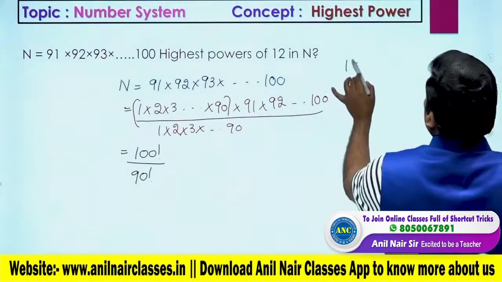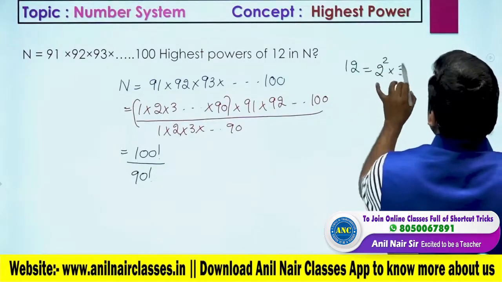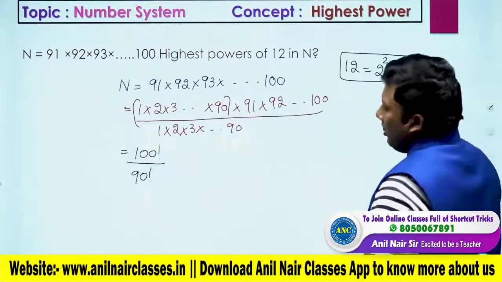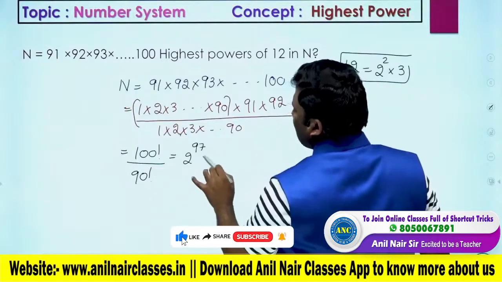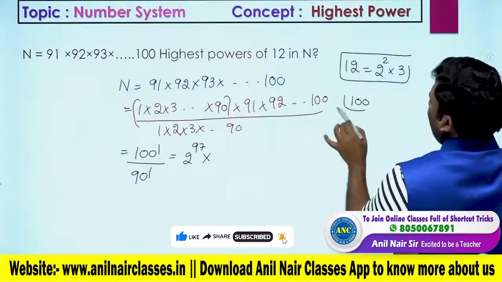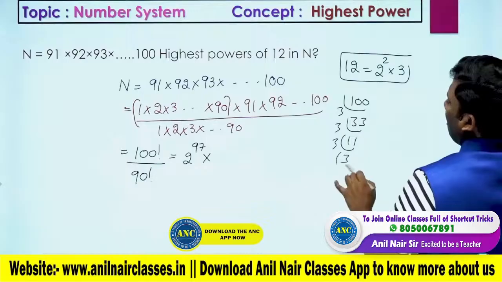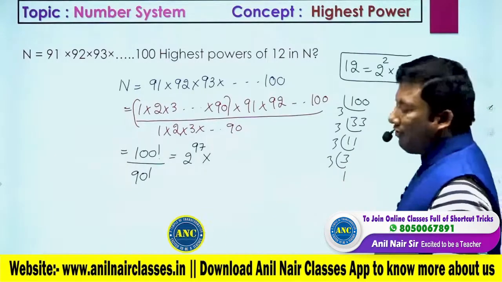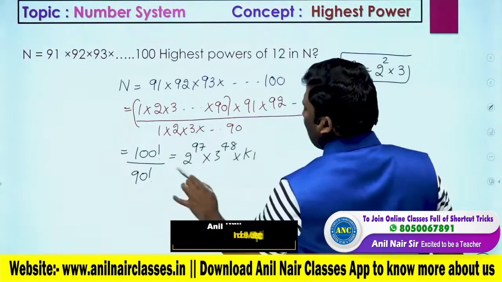Highest power of 12 in n. 12 can be written as 2 square into 3. So 100 factorial, we already know, is 2 power 97. For 3, 3 33s are, 3 11s are, 3 3s are, 3 1s are: 33, 44, 47, 48. 3 power 48 into some other prime bases, K1.